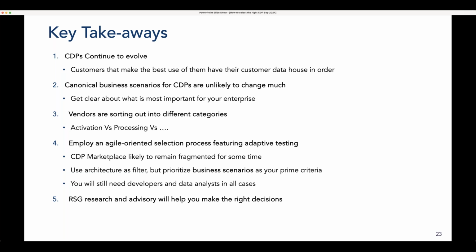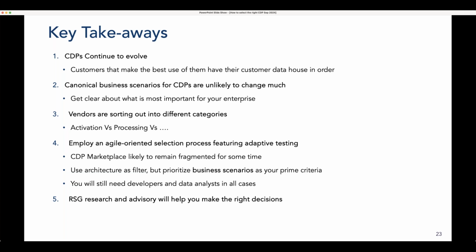but then also being clear about your architecture. What do you want to get out of a CDP and what do you not want to get out of a CDP? The canonical business narratives are unlikely to change much. So, the 10 that we use to evaluate CDP vendors, those 10 are likely to stand up for the good part of the rest of the decade. So use those to get clear about what's most important for your enterprise.